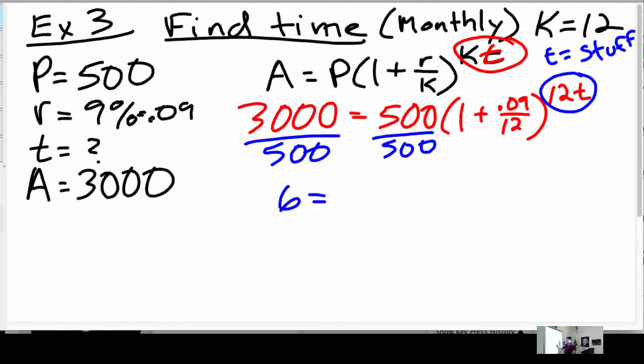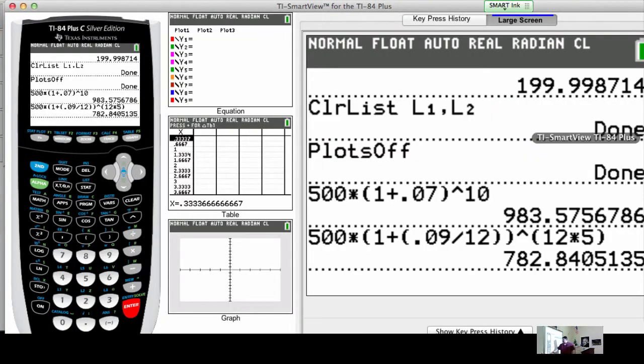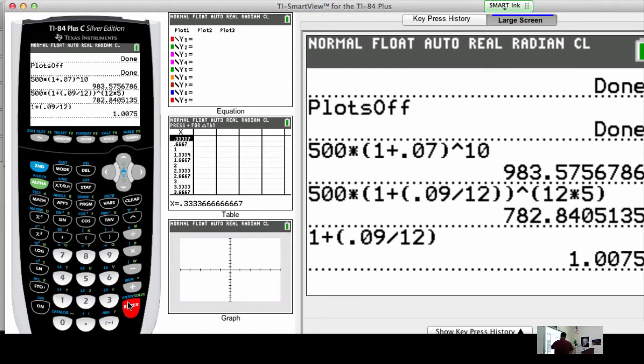I got 6 equals the quantity 1 plus 0.09 over 12, raised to the 12t. Now, if I want to, I could add this up on the calculator and get a decimal for it. Okay, so let's do that. I'm going to say 1 plus the quantity 0.09 divided by 12, close parentheses. See how I did that? I'm going to hit enter. I get 1.0075.